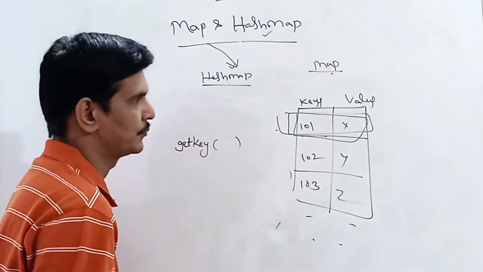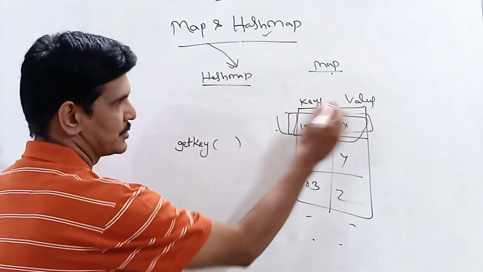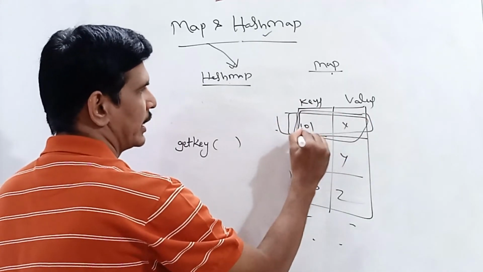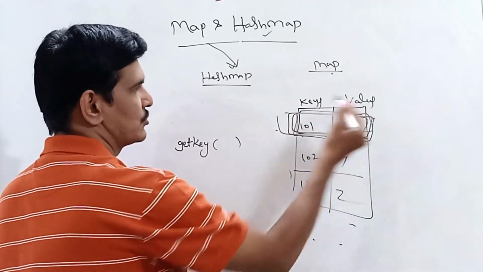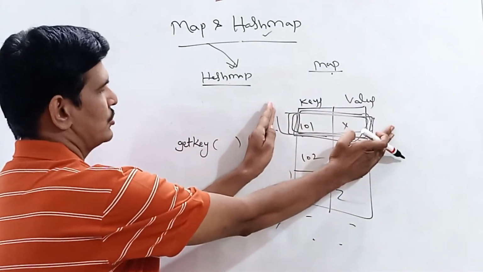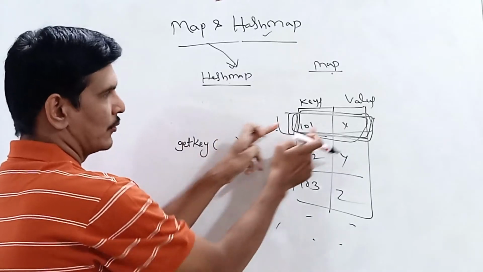This is a method we have. Let us assume we have captured one entry here. So what is the entry here? 101x. This is one entry. Once we capture this entry, from this entry I want to get a key.